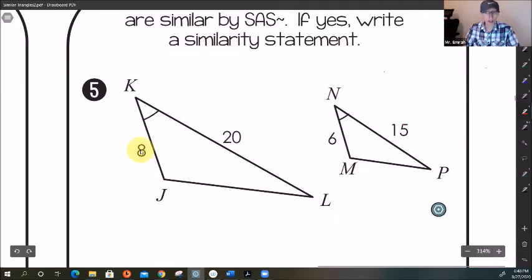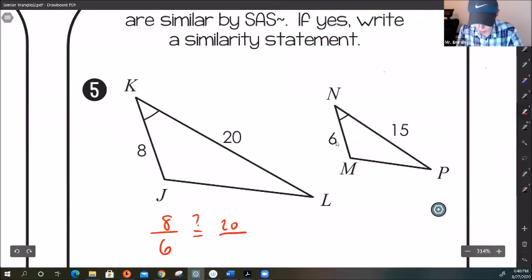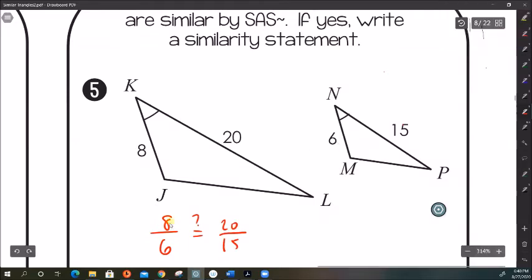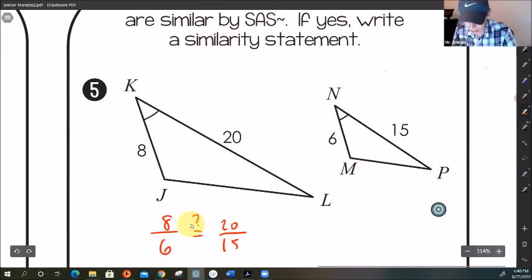Okay, so now these side lengths, shorter one to shorter one around that angle, have to be proportional. So I've got to check if 8 over 6 is equal to 20 over 15. Are these proportional? Yes. So that's 4 over 3. That's also 4 over 3. See, these are proportional. So side similarity.